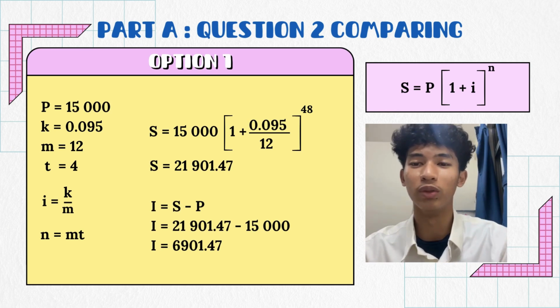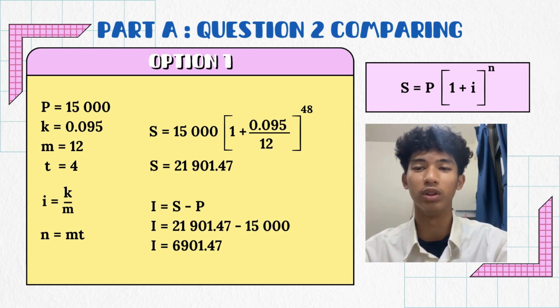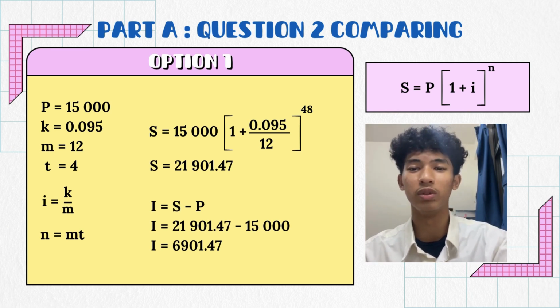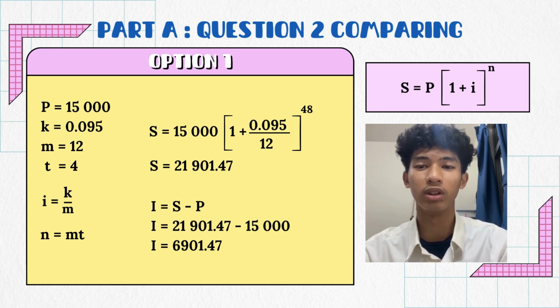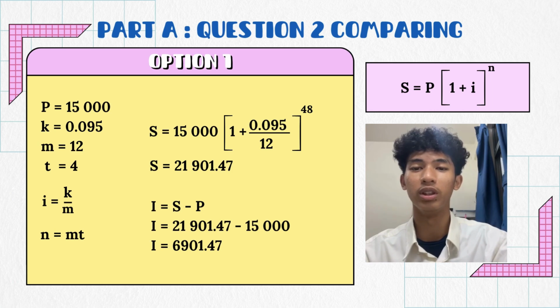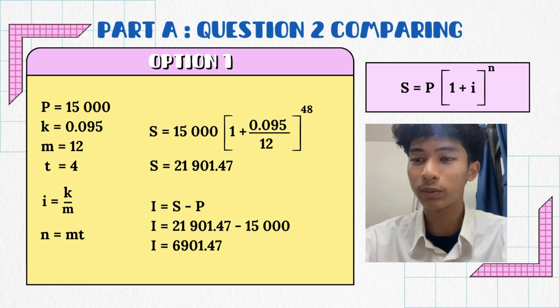Alright, so to solve this question, we take all the information from the text given. P is the loan, which is 15,000. K is the rate of interest, which is 0.095. M is the number of times interest is calculated in a year, which is 12. T is the term of the period in years, which is 4. I is K, the interest rate, over M, which is 0.095 over 12. And to find N, you just use the formula M multiplied by T, which is 12 multiplied by 4, and we get 48.